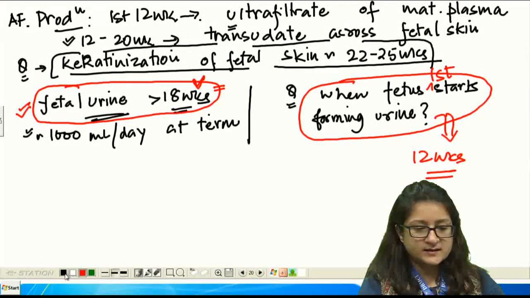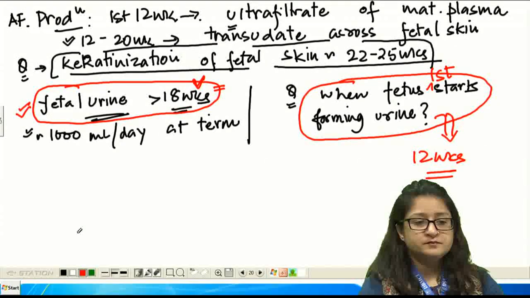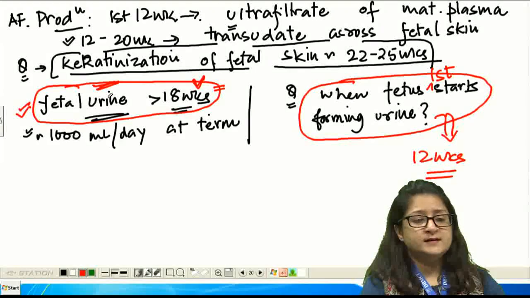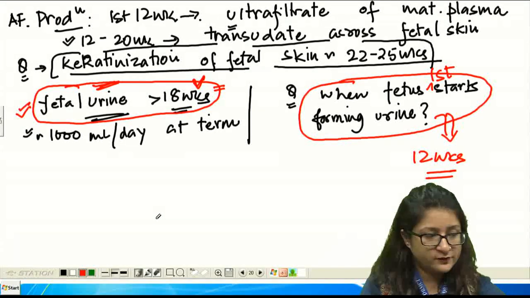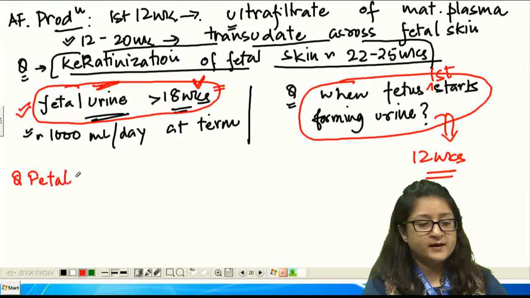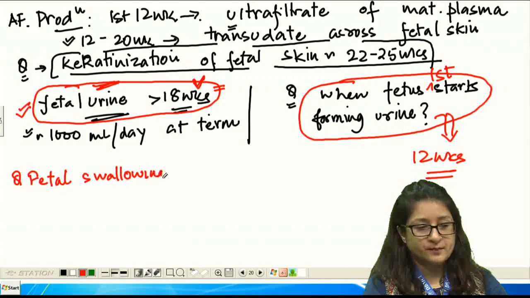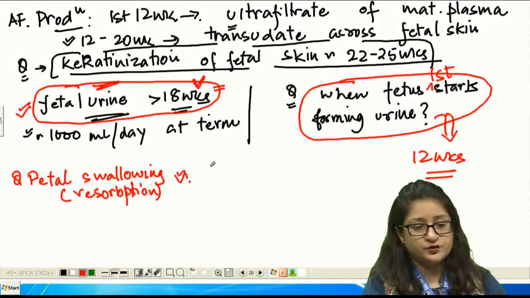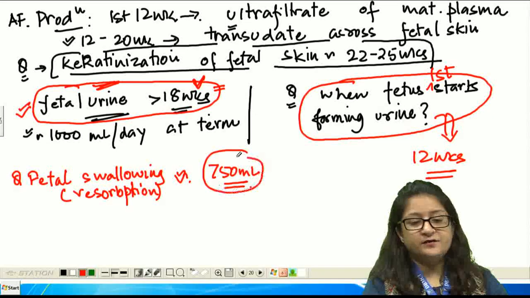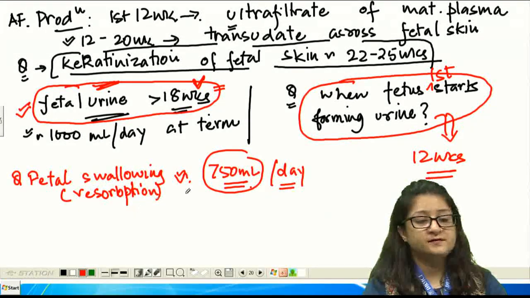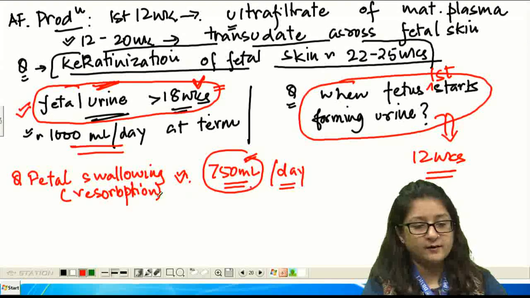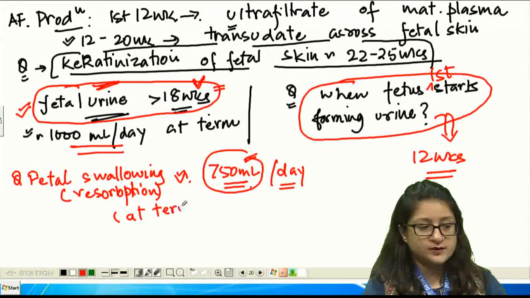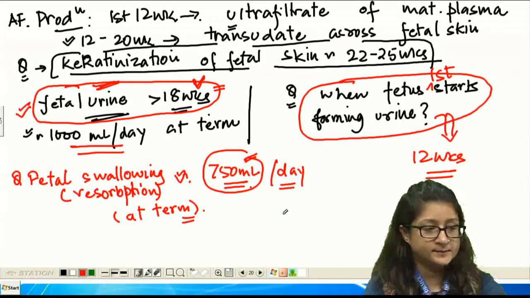All right, then the second thing that is important that you have to remember is that fetal urine contributes to this, and fetal swallowing also leads to resorption of amniotic fluid. So one is fetal urine, one is fetal swallowing. Fetal swallowing leads to resorption of amniotic fluid, about 750 ml per day. Fetal urine contributes 1000 ml per day at term, and the fetus swallows around 750 ml of amniotic fluid per day at term.